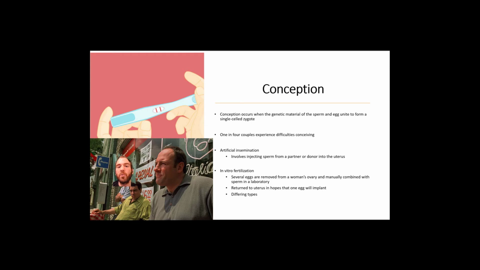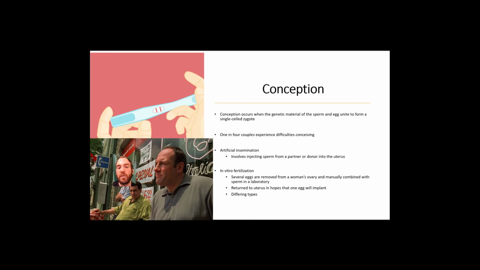Conception. Conception occurs when the genetic material of the sperm and egg unite to form a single cell zygote. 1 in 4 couples experience difficulties conceiving. Artificial insemination is one method by which to get around that. It involves injecting sperm from a partner or donor into the uterus.